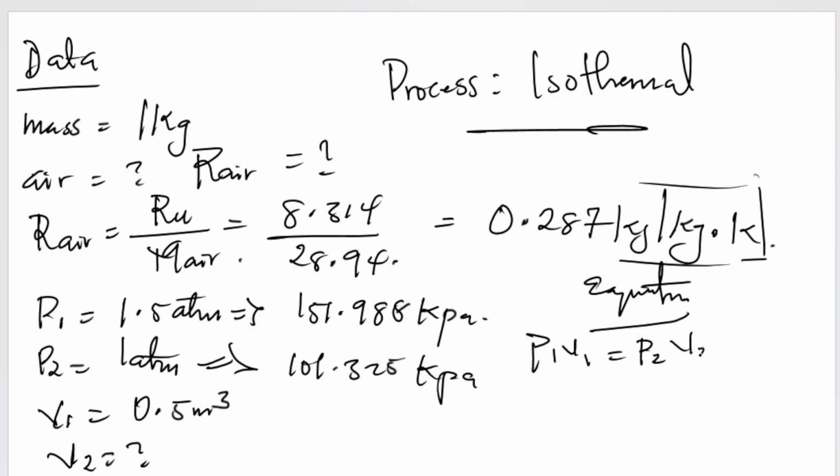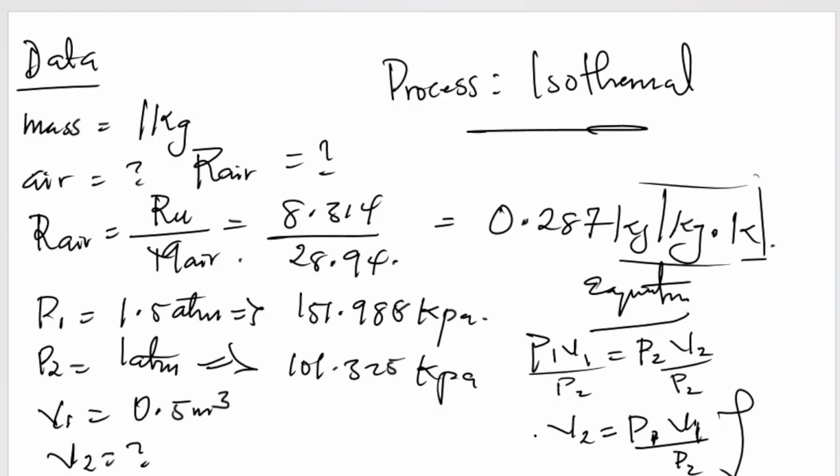P2 V2, telling us that we have state 1 and state 2. Now remember, our interest is to know what V2 is. That is telling us to make V2 the subject of the formula by dividing both sides by P2. So we simply have V2 equal to P1 V1 divided by P2. This is the equation we are to use to get the final volume of the system.